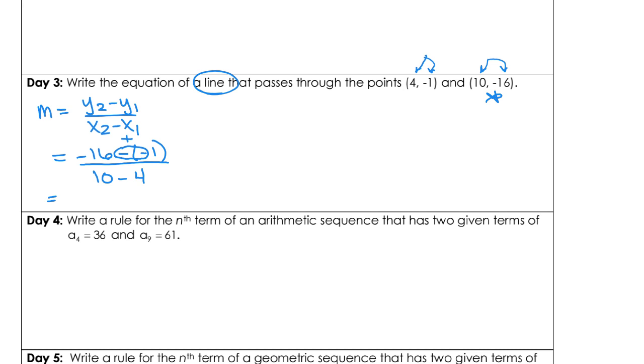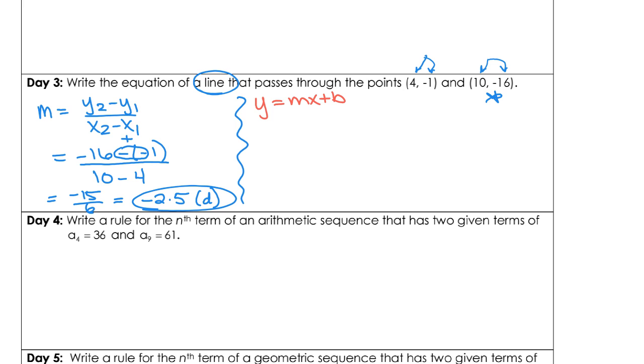On top, that's the same thing as saying -16 plus 1, which is -15, divided by 10 minus 4, which is 6. And that does reduce because both numbers are divisible by 3. And if we divide them, or we can get a decimal, it's -2.5. And so this is our slope, but really this is our common difference, that we couldn't tell before because the terms that we had are not consecutive. Because we are writing the equation of a line, we have to make sure that we use the equation of the line, not our arithmetic formula.